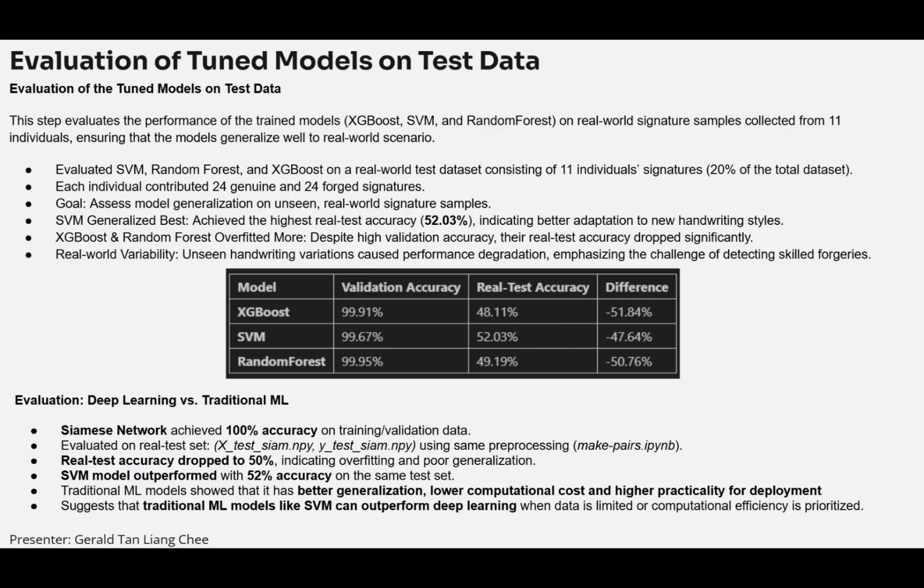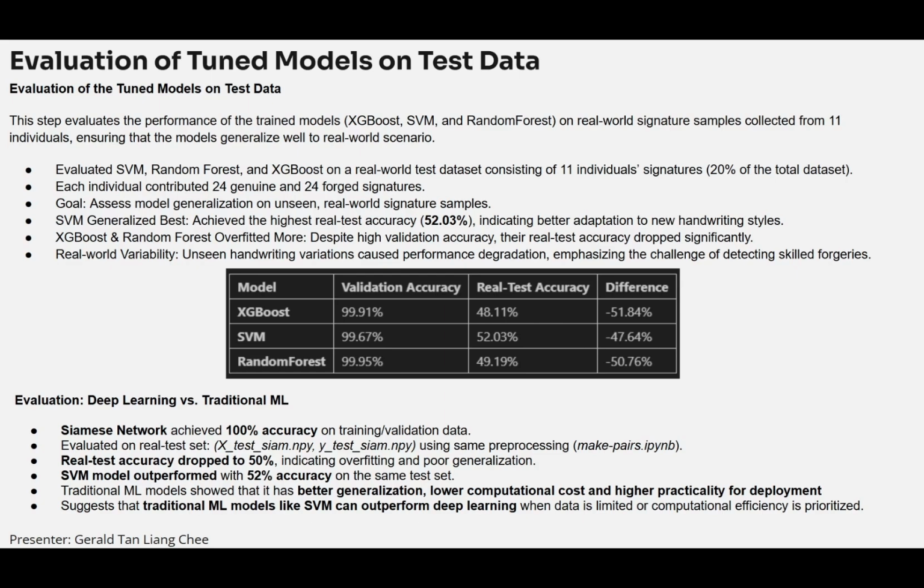On to our findings, SVM generalized best and achieved the highest real test accuracy of 52.03%, indicating that it has better adaptation to new handwriting styles. XGBoost and Random Forest overfitted more, as despite their high validation accuracy, their real test accuracy dropped significantly. We are also able to tell that unseen handwriting variation had caused performance degradation, which emphasizes the challenges of detecting skilled forgeries.